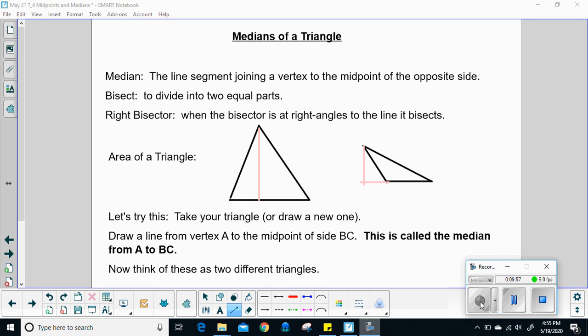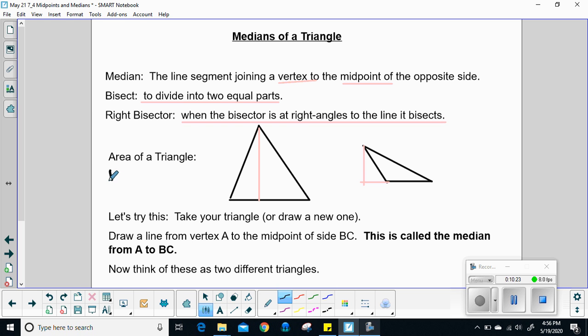Okay, so another thing we did in the investigations video was we investigated these medians. So what's a median? A median is the line segment joining a vertex to the midpoint of the opposite side. Bisect means to divide into two equal parts, and a right bisector is when the bisector is at right angles to the line and bisects. Okay, let's back it up here a little bit. What are we talking about today?